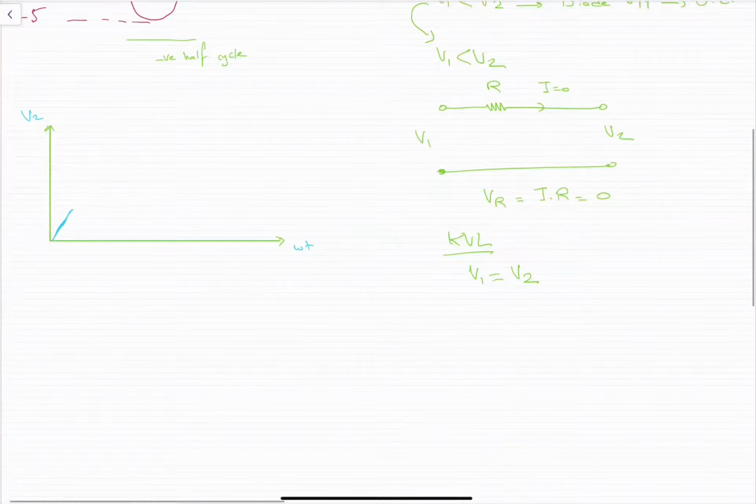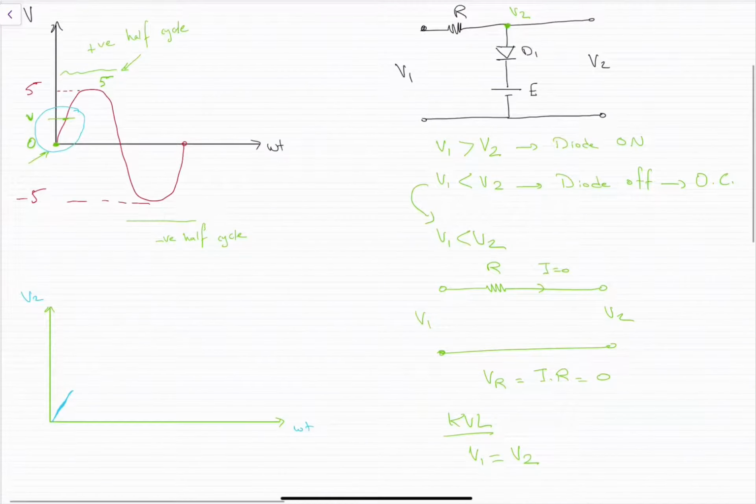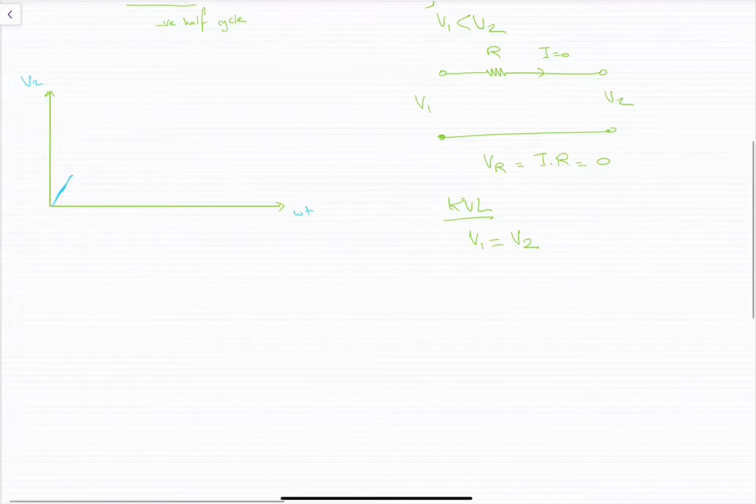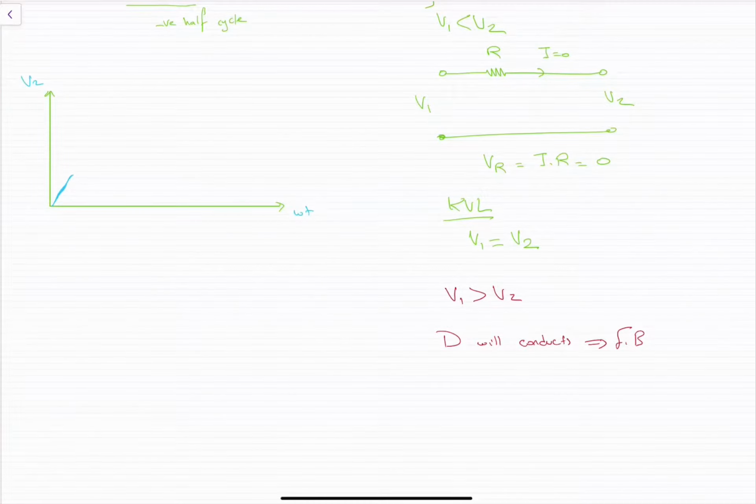So when the voltage of V1 becomes greater than V2 here, from here till here, when the voltage of V1 becomes greater than the voltage of V2, V1 greater than V2, then the diode will conduct. So it will be working in the forward bias region.